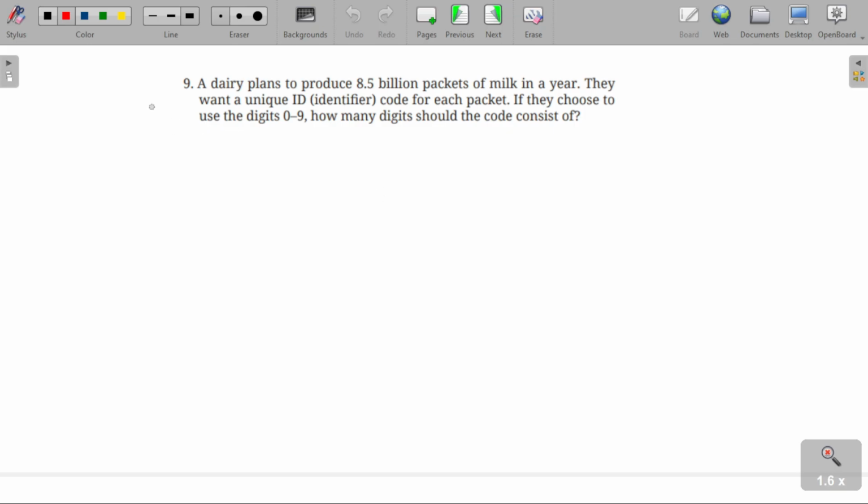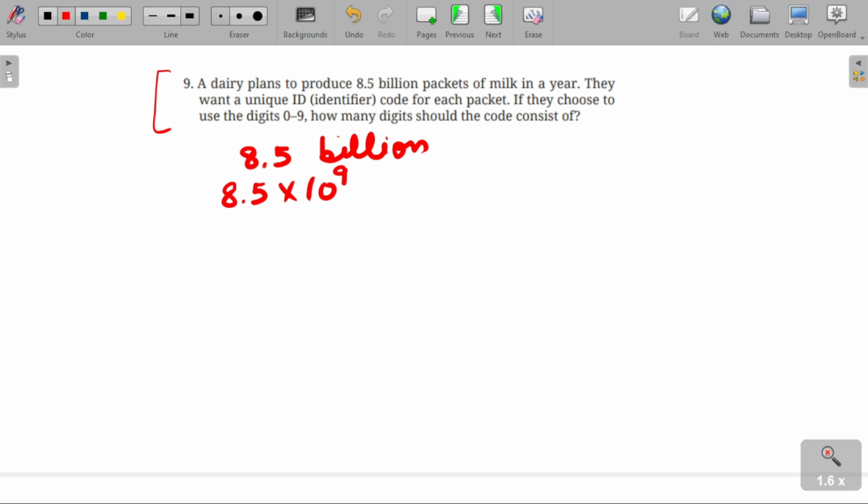A dairy plans to produce 8.5 billion packets of milk in a year. They want a unique ID code for each packet. If they choose to use the digits 0 to 9, how many digits should the code consist of? See here, 8.5 billion is 8.5 into 10 raised to power 9.